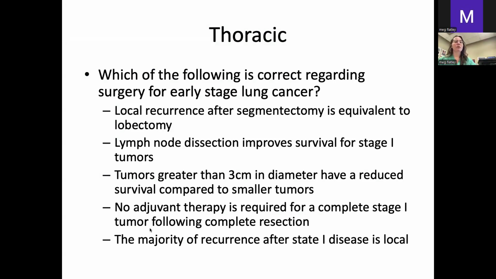So which of the following is correct regarding surgery for early stage lung cancer? Local recurrence after segmentectomy is equal to lobectomy; lymph node dissection improves survival for stage 1 tumors; tumors greater than 3 centimeters in diameter have a reduced survival compared to smaller tumors; no adjuvant therapy is required for a stage 1 tumor following complete resection; the majority of recurrence after stage 1 disease is local. Does anyone have any thoughts?